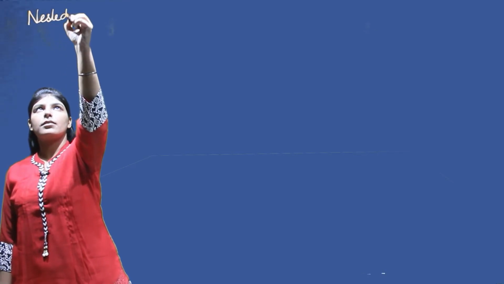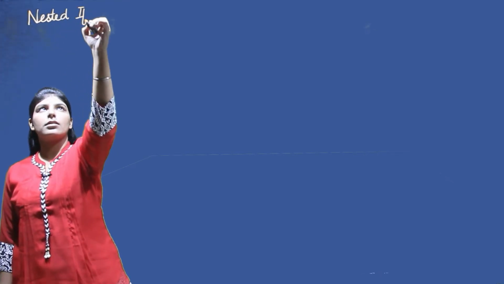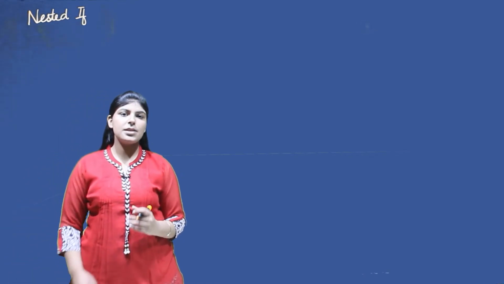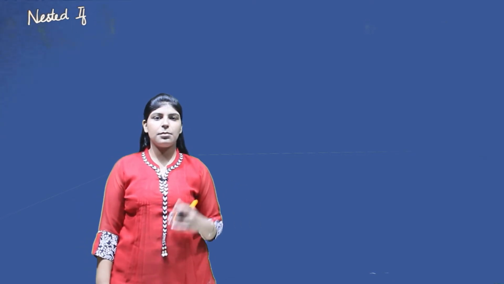Next type of if statements are nested if statements. Nested means something inside another. In nested if statements, I can have one type of if statement inside another type of if statement. I can have a simple if statement inside another simple if statement. I can have an if else statement inside another if else statement, or I can have an if else statement inside an if else if ladder. So any type of if statement can be written inside another if statement.